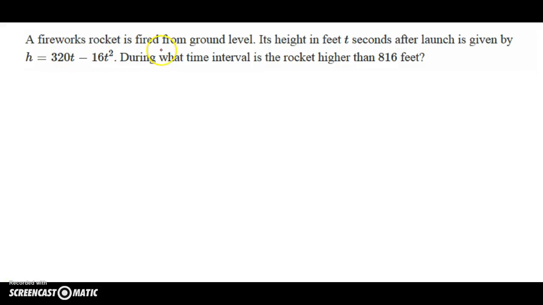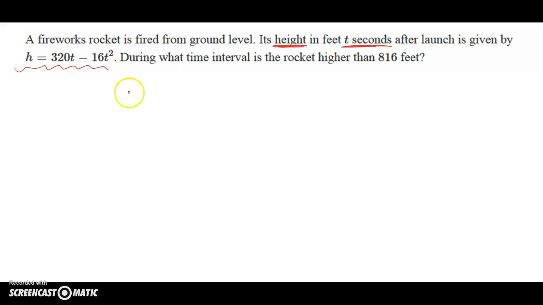A fireworks rocket is fired from the ground level. Its height in feet after t seconds after the launch is given by this equation. During what time interval is the rocket higher than 816 feet? So the height as a function of time is given by this parabola that opens downwards.